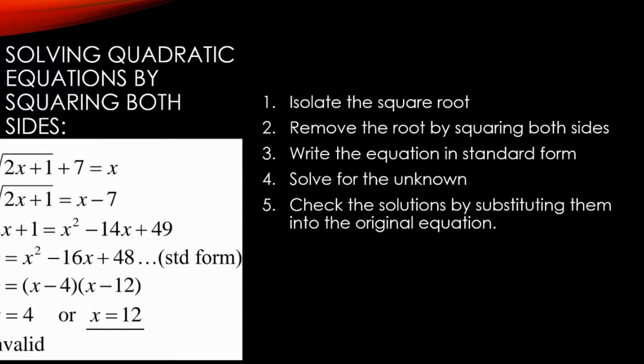Solving quadratic equations by squaring both sides. First thing you need to do is to isolate the square root, which is the radical, and remove the root by squaring both sides. Write the equation in standard form and solve for the unknown. Remember to check for the solutions by substituting them into the original equation because it can happen that one or both of the answers are inapplicable.